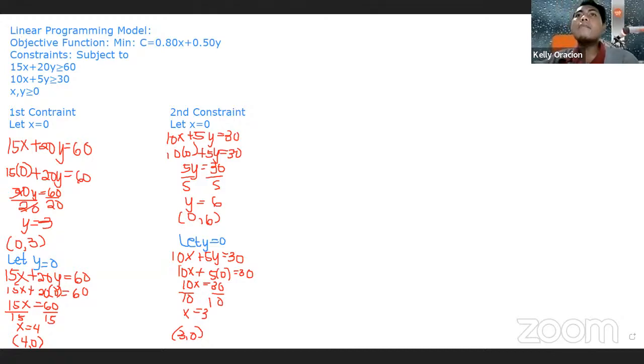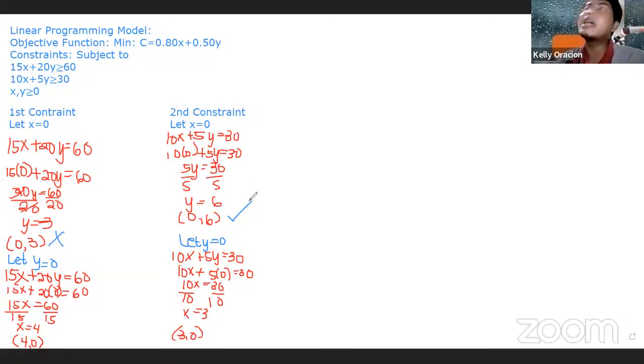But this time, hindi. We are going to choose the pinakamalaki for maximization. So in this problem, yung pipiliin natin for ditong dalawa, sino mas malaki? 3 o 6? 6 yung mas malaki. That means x ito, check ito. 0, 6 is one of the corner points for minimizing.